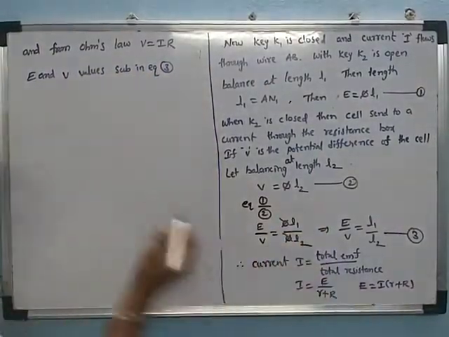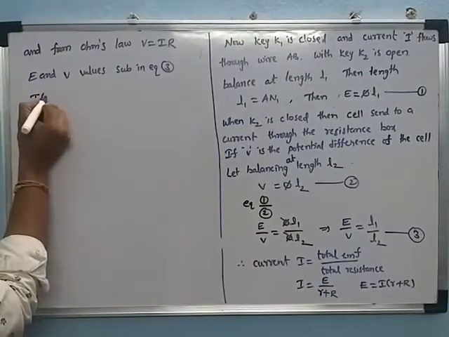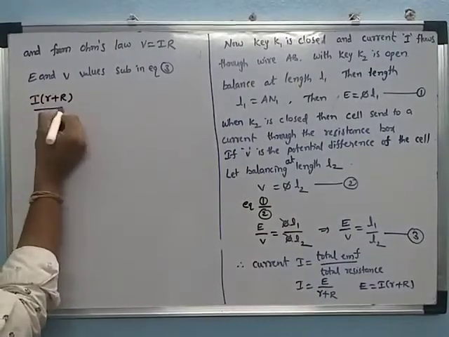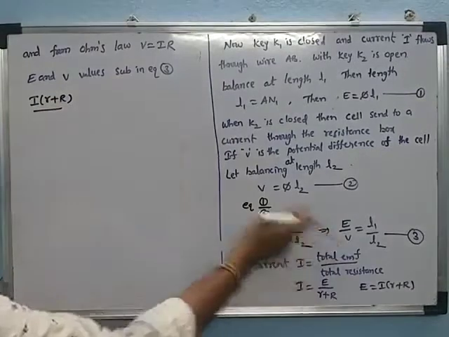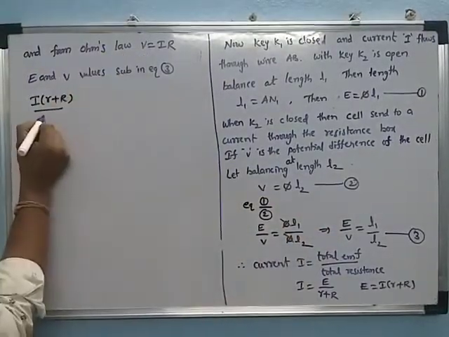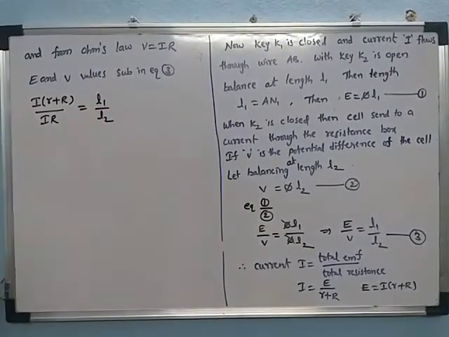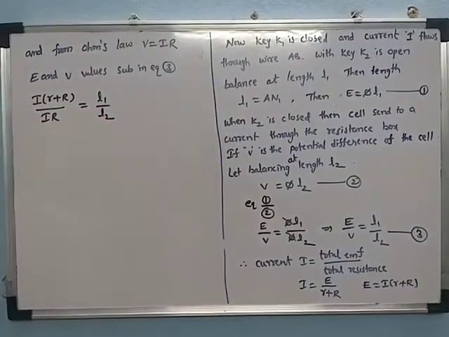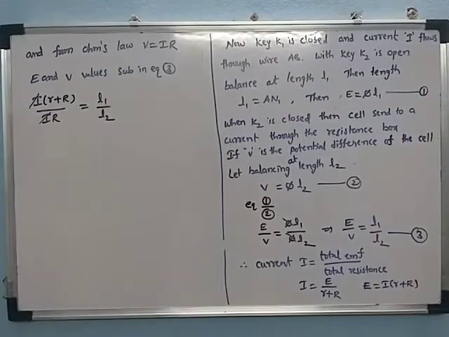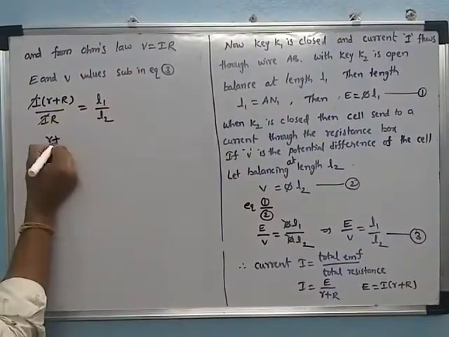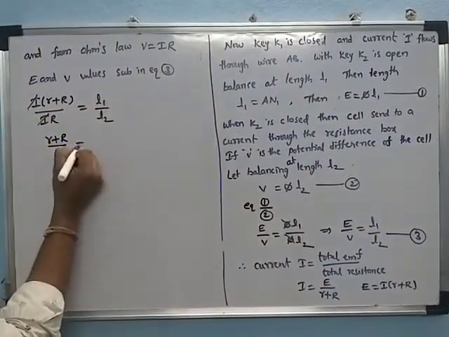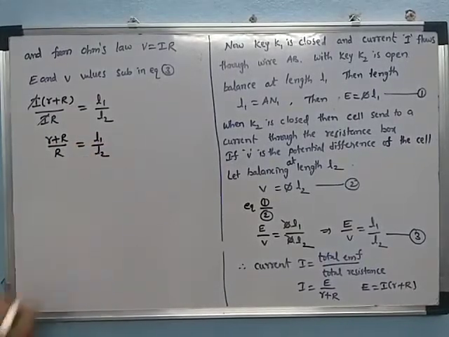Now E by V is equal to I into small r plus capital R by I into R, which is equal to L1 by L2. Then here the current can be cancelled. Then the remaining term is small r plus capital R by capital R is equal to L1 by L2.